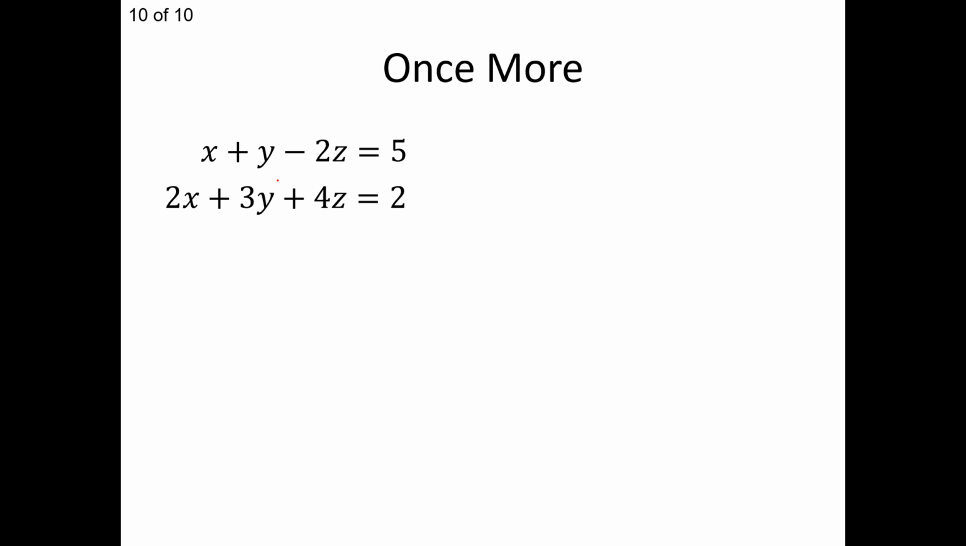That cancels out my x values. -2y plus 3y gives me a positive y. -2 times -2 is a positive 4. Add that to 4z gives me an 8z. And then multiply 5 by -2 gives me a -10. Add that to 2, that gives me a -8. So anyway, there's my elimination of x value.